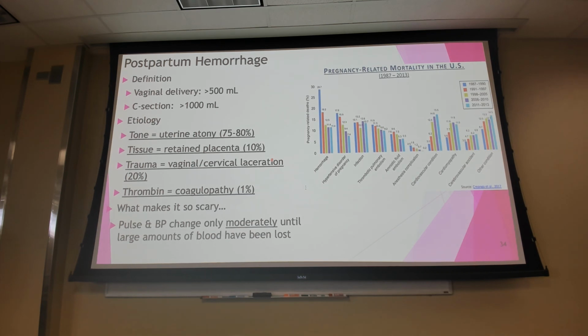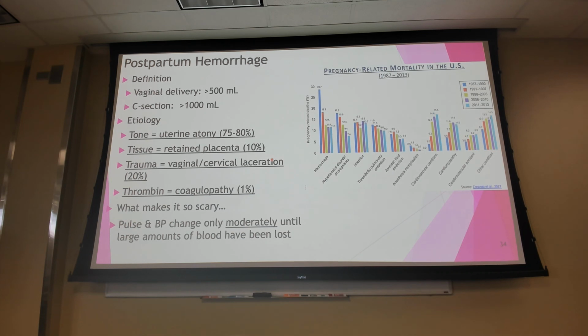Trauma, we have vaginal lacerations. Sometimes you can even have cervical lacerations. You've got to go in there and look to make sure the cervix is not lacerated. But vaginal laceration, okay? And then coagulopathy. Mom has some sort of underlying coagulation disorder and continues to bleed because of that.